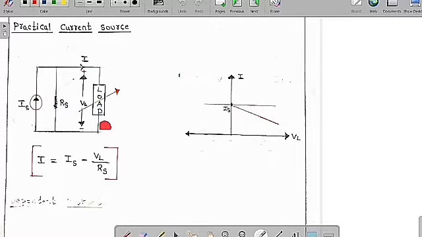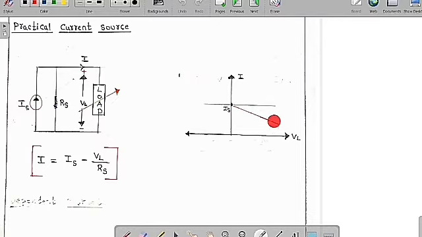Now by using KCL we can write that the current I is equal to the source current minus VL by RS. We get this equation if we apply KCL across this node. So the load current is equal to the source current minus VL by RS. You can see clearly that when VL is equal to 0, the load current is equal to the source current. But if the load voltage increases, this value increases, so the overall value will decrease. Whenever VL increases, the load current decreases. The graph is a straight line. Therefore, whenever the load voltage increases, the current across the load decreases.